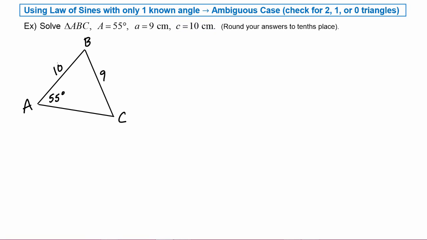So as we assess our diagram here, we see we have an angle and its opposite side, and then we have another side whose angle we don't know. So this is the perfect case to use the law of sines. The sine of C divided by its opposite side, which is 10, has to equal the sine of 55 degrees divided by its opposite side, which is 9.